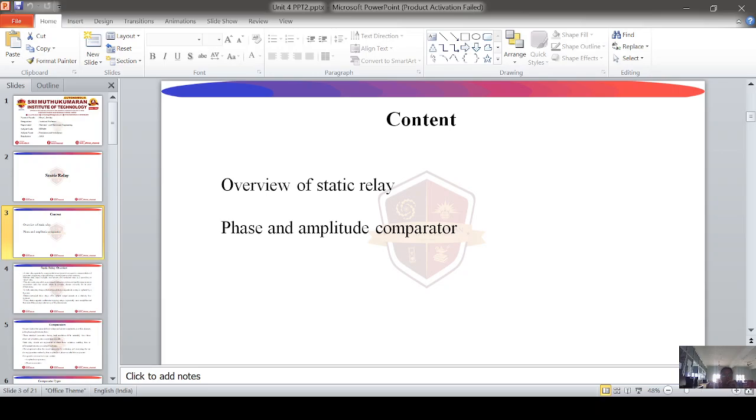Content overview of static relay. It outlines the main topics covered in the presentation. It includes static relay overview and comparator types. It helps the audience understand the structure of the presentation. It gives a roadmap of what will be discussed.